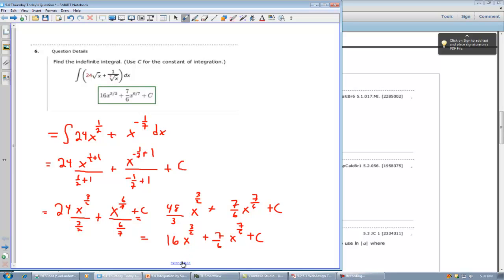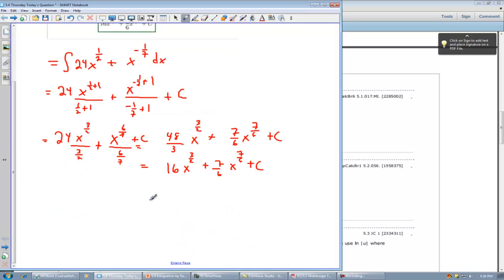Now you can leave it like that, or if you like, you can put this back into radical form. This would be 16. This would actually be x squared, square root of x, plus 7/6. And now this would actually be x times the 6th root of x plus c.